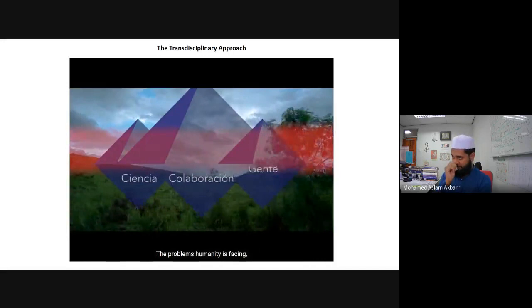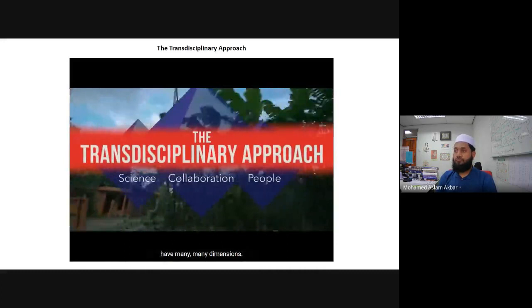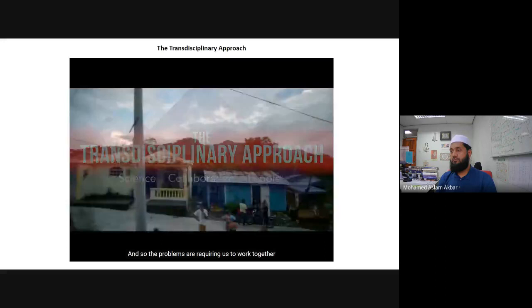The problems humanity is facing, from climate change to natural disasters, have many, many dimensions. And so the problems are requiring us to work together to provide solutions.